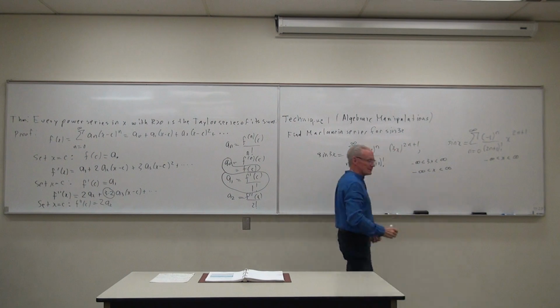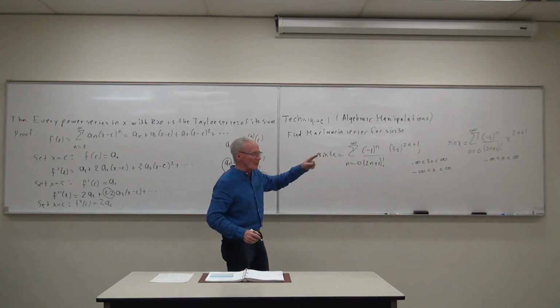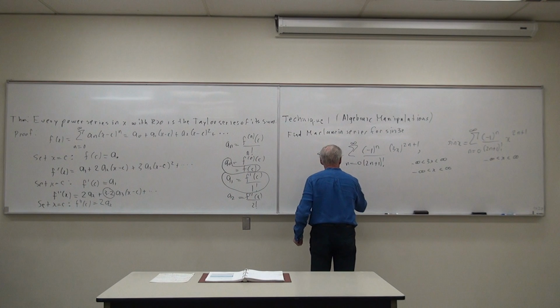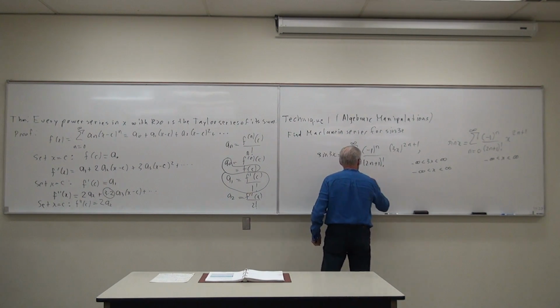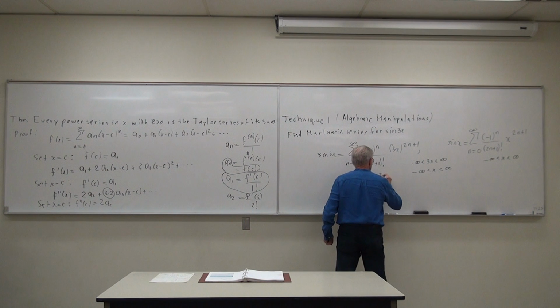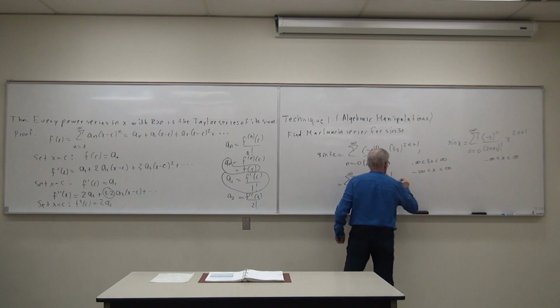So there it is. I don't like that 3 in the bracket, so I would probably rewrite it as summation n equals 0 to infinity of (minus 1) to the n, 3 to the 2n plus 1, over (2n plus 1) factorial, x to the 2n plus 1.